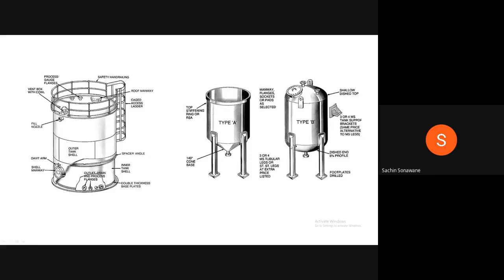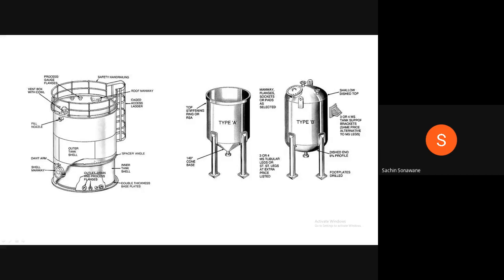This is a dished end at the bottom. Some nozzle type of arrangement is there. See that this is a shallow dished top. These two are the vertical pressure vessels. This is a manway. This is a manway. Flanges, sockets, or pads as selected.